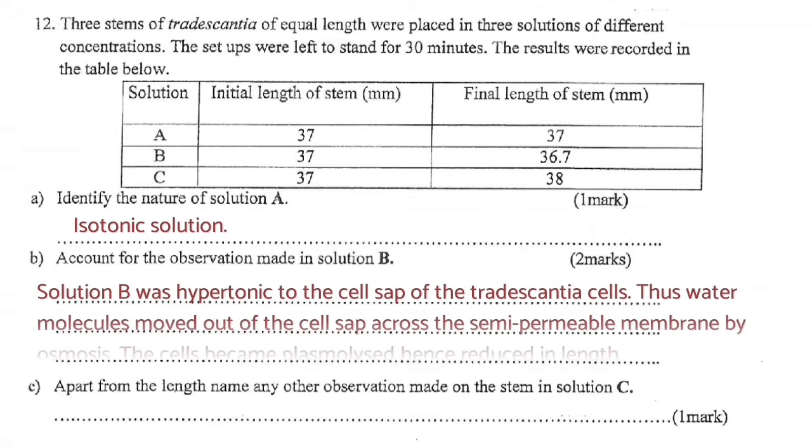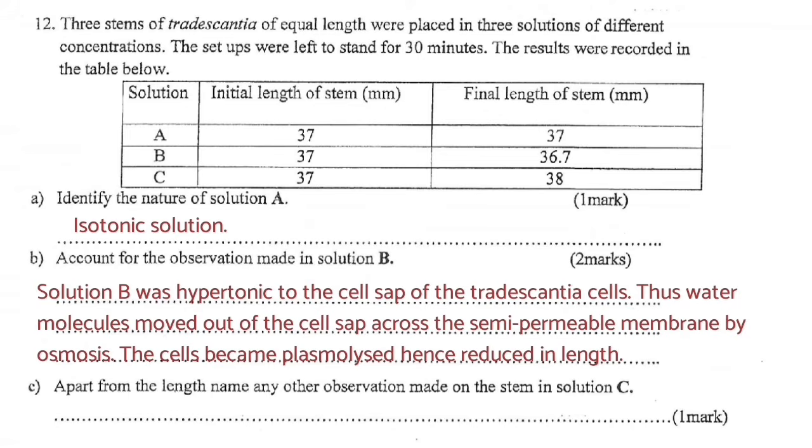Part B, account for the observation made in solution B. So solution B was hypertonic to the cell sap of Tradescantia. Now I want to say this, just a reminder: when we are talking about osmosis and it involves plant cells, you are going to compare the concentration of one solution to the concentration of the cell sap. So you cannot state something that goes like this. Solution B was hypertonic to the Tradescantia cells, to the cell sap of the Tradescantia cells. So the cells lost water to solution B by osmosis, became plasmolyzed, causing a decrease in length.